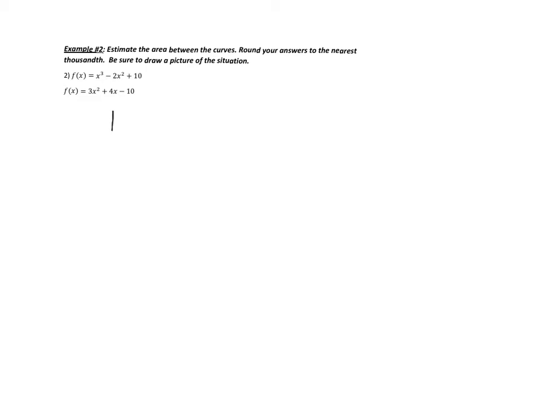And if you look at the first glance, you're going to see that because of this positive 10 up here, that means the graph is going to intersect up here at 10. And this -10 means that this graph is going to intersect down here at -10. So it's a little hard to see. So before you do anything, I'd actually like you to go to your window. So please hit window on your calculator and change your y max to equal 100.